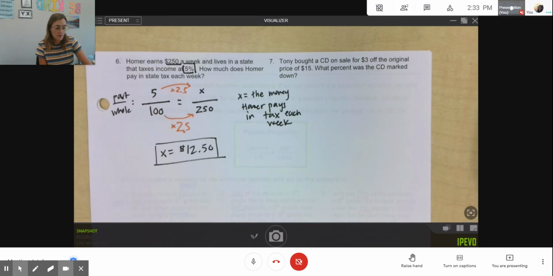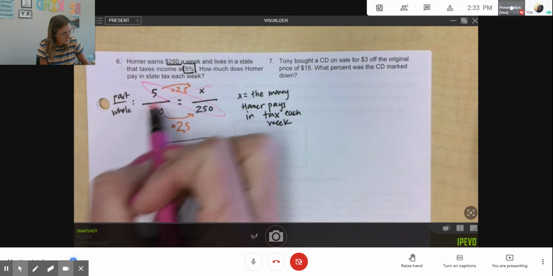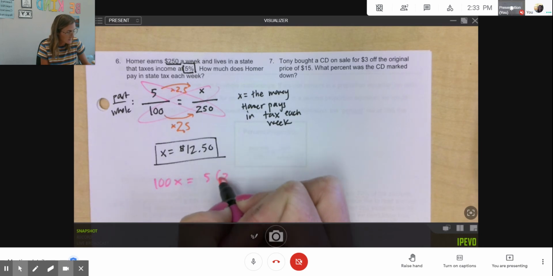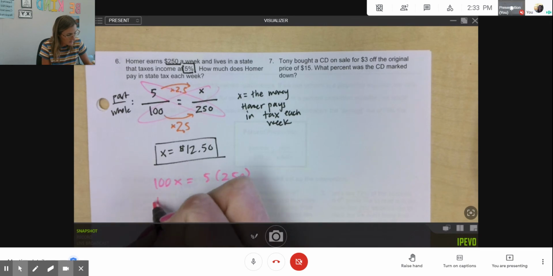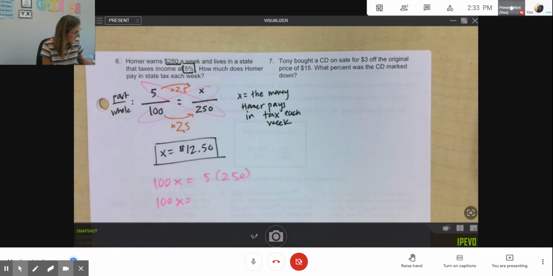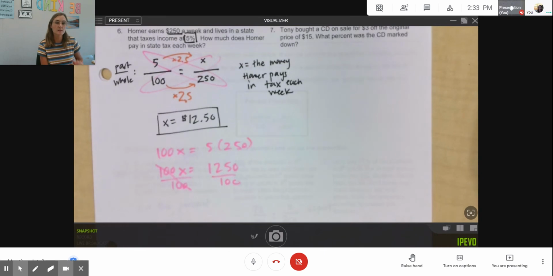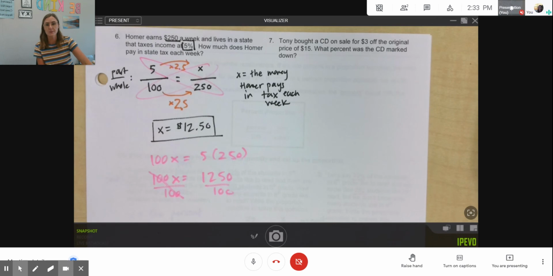You could have also cross-multiplied and done 5 times 250 equals 100 times x. So 100 times x is equal to 1,250. Divide by 100, divide by 100. X would still get you 12.5. So pause and go ahead and try this next one on your own.